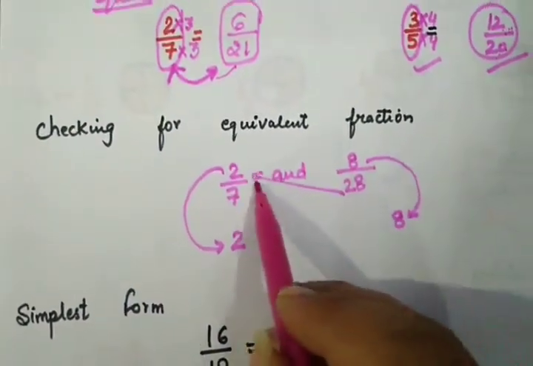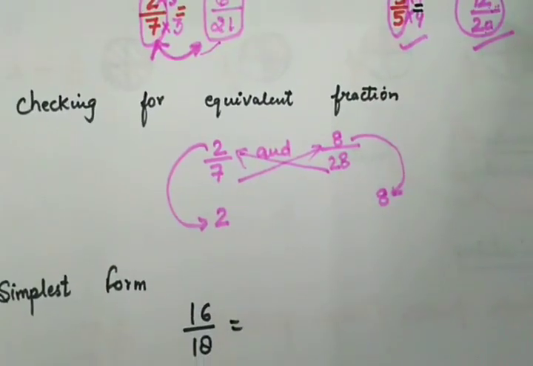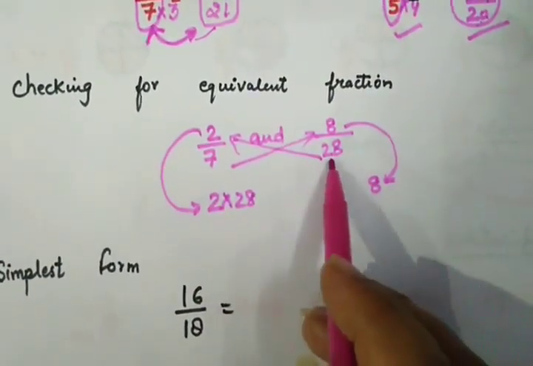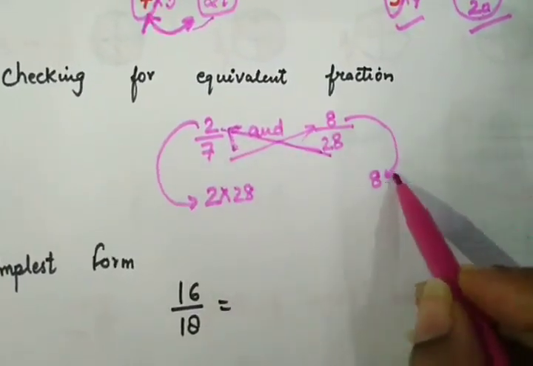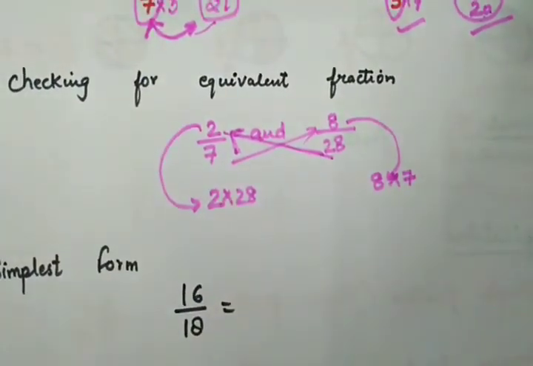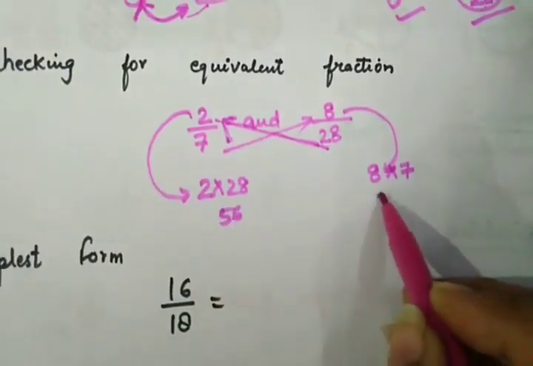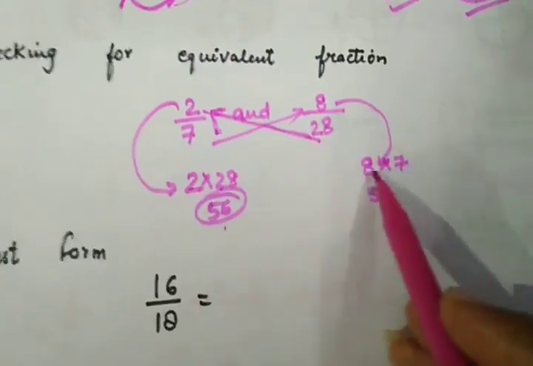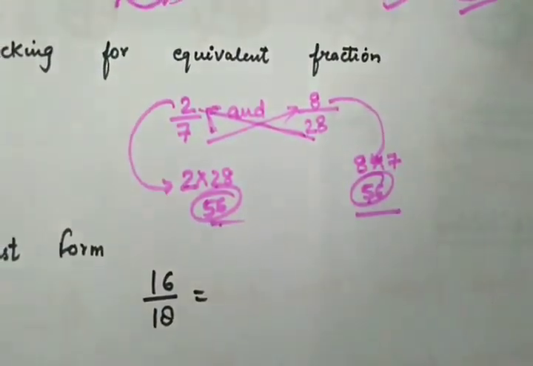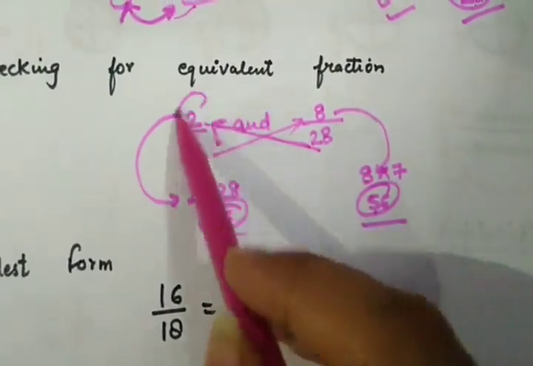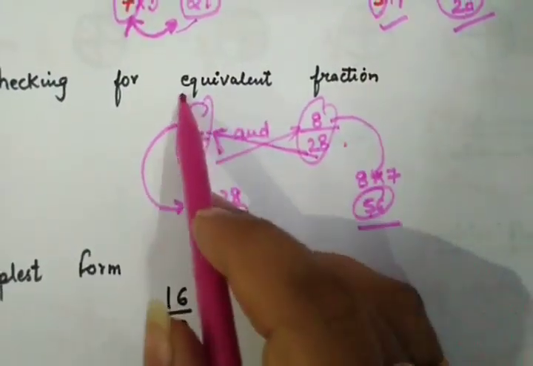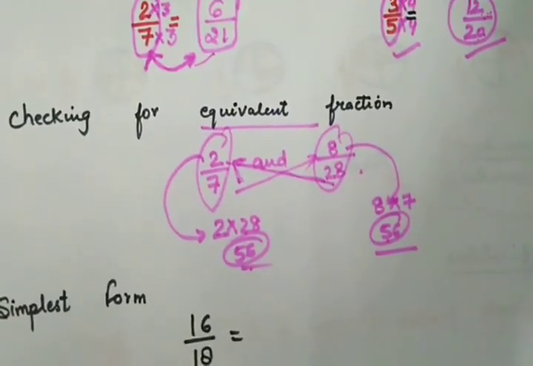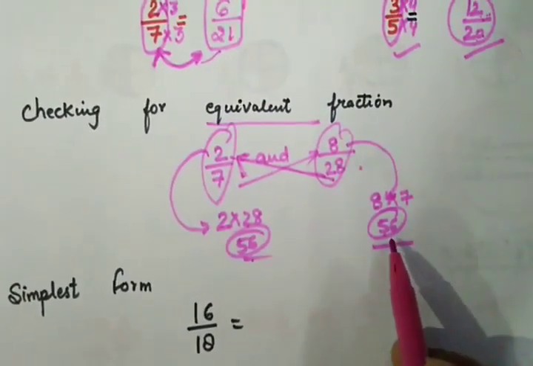And send the denominators in a cross format. So 2 will be multiplied by 28 because 28 has been sent to it, and 8 will be multiplied by 7. If you get the same result from both sides, here also 2 into 28, 56 and 7 into 8, 56. If you get the same result from both sides, that means the fractions that were given to you were equal or equivalent, whatever you want to call. I hope it is clear.